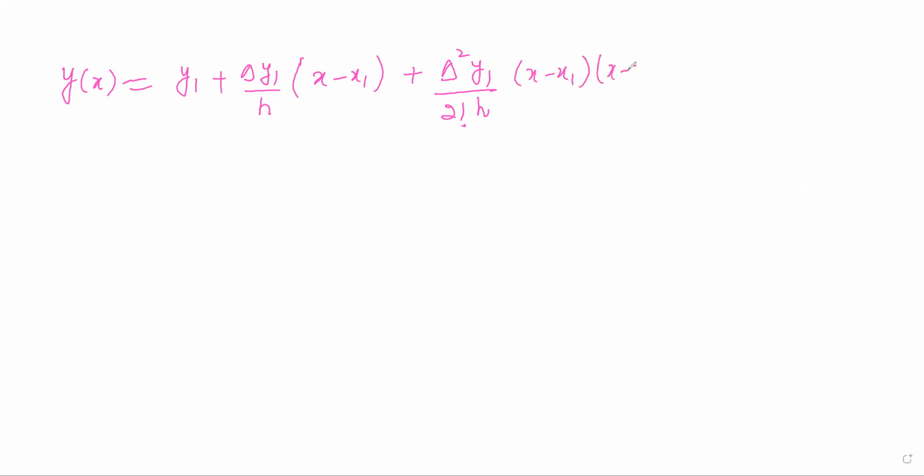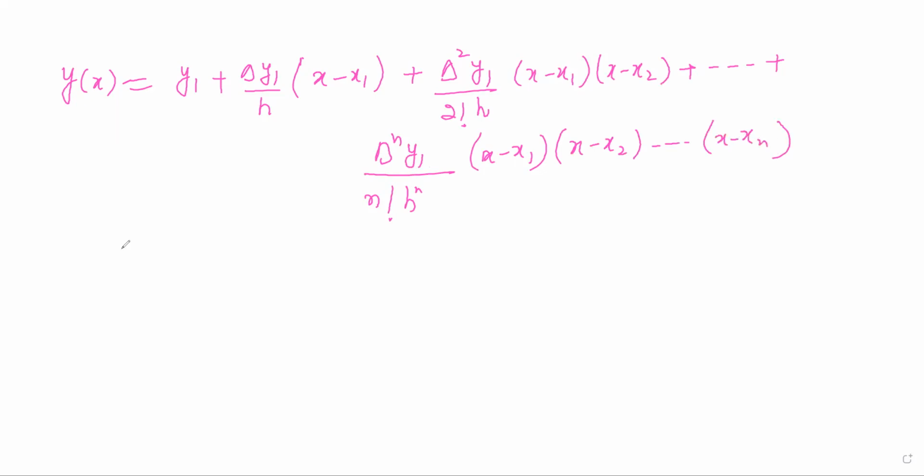The final equation will be, let me write it: y of x is equal to y1 plus delta y1 by h into x minus x1, plus delta 2 y1 divided by 2 factorial into h squared into x minus x1 into x minus x2, plus so on, plus delta n y1 divided by n factorial into h raised to power n into x minus x1 into x minus x2 multiplied up to x minus xn.